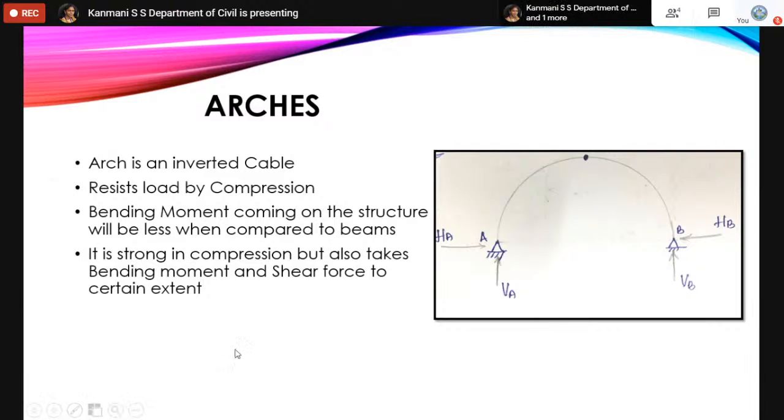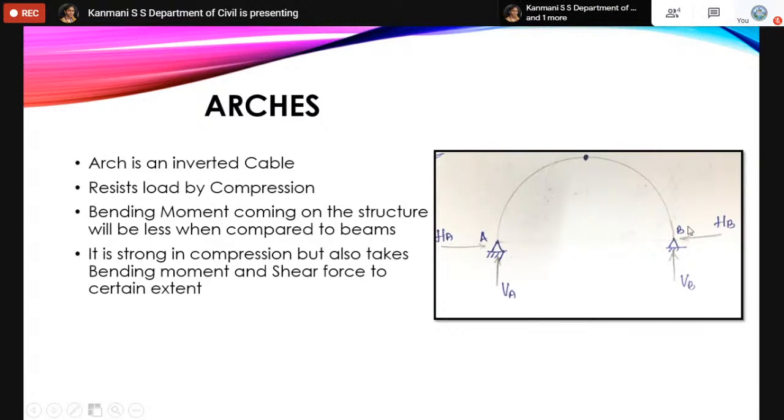Now, it is said to be strong in compression, but it also takes bending moment and shear forces to a certain extent. If you cut this section and observe, at each point it will take compression. At the same time, at each point it will take shear as well as bending moment. But this is not so prominent.